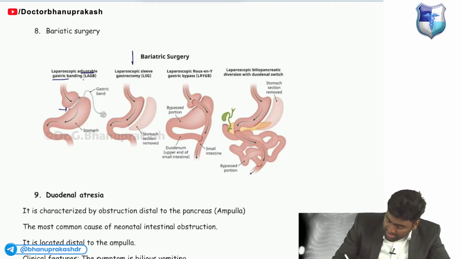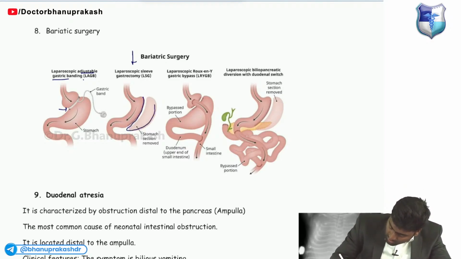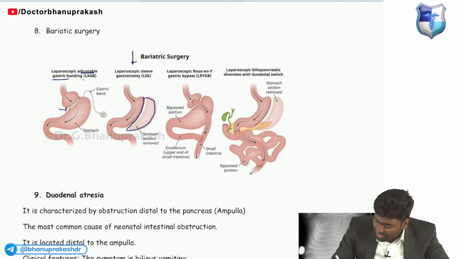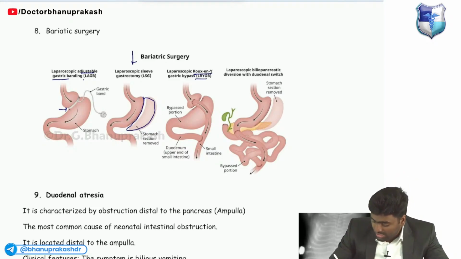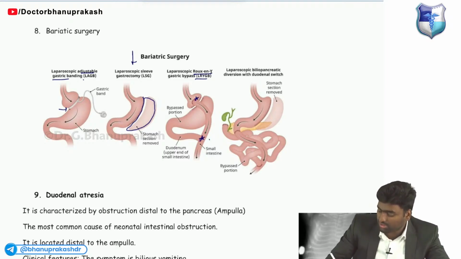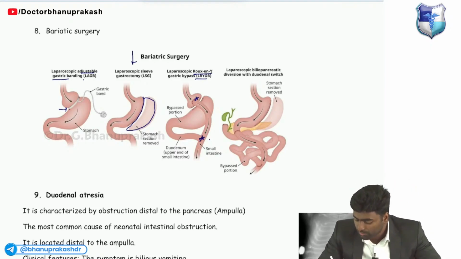Then the next one is sleeve gastrectomy. You remove this part of the stomach and are left with the sleeve. It is known as sleeve gastrectomy. Next, we discuss the same Roux-en-Y. It can be done there also, in a case of bariatric surgery. So what we'll do is the same gastrojejunostomy and jejunojejunostomy. And we will do one more procedure which is known as duodenal switch.